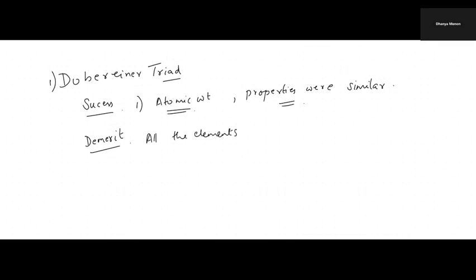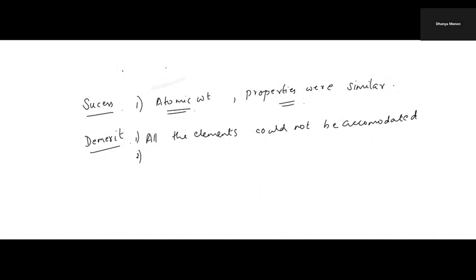There was some discrepancy that was seen. In the same triad, there were some elements that were not obeying this rule. So that is why there was a need to modify this triad or this rule. After that, as I said, the modern day periodic table is the work of a lot of scientists.